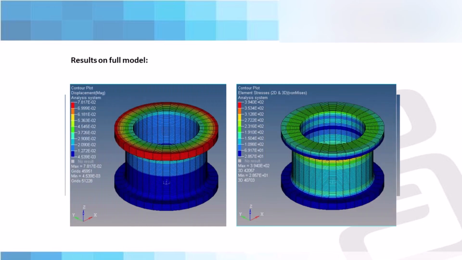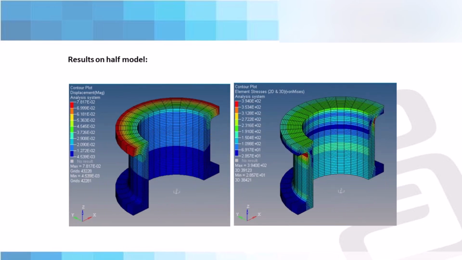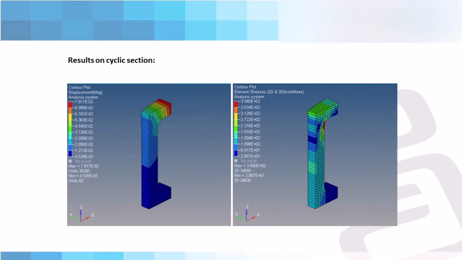If you see the results of the full model, these are the results: displacement and stresses. The exact same displacement and stresses you will also get in the half model. So here you can see the results of the half model. Exact same displacement and exact same stresses, and again using cyclic, exactly the same result. So this is the importance of axisymmetry, and it can be applied to a lot of components with the same kind of boundary conditions.